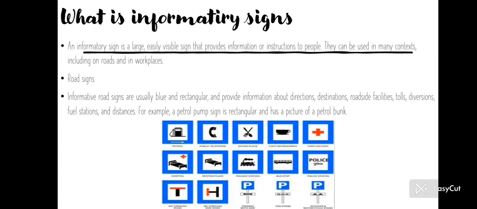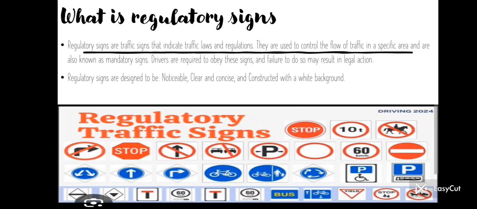And a big T right here with red is no through road. And the one here, like a small red, is no through side road. And the next one is parking on both sides, taxi stand, and scooter and motorcycle stands. These are the stands, and all these signs are informatory signs.